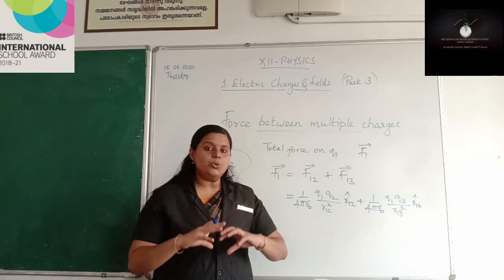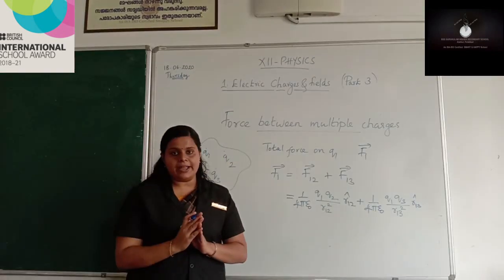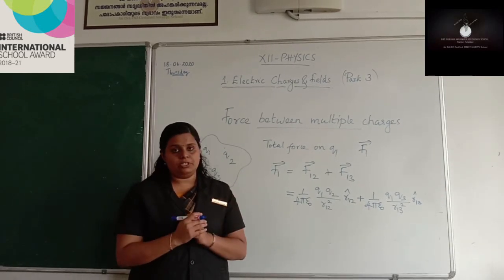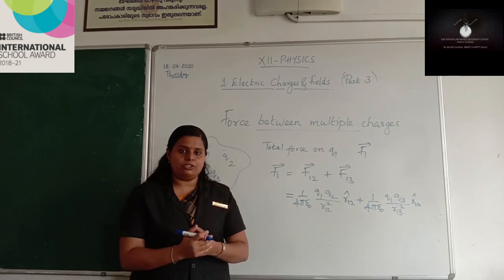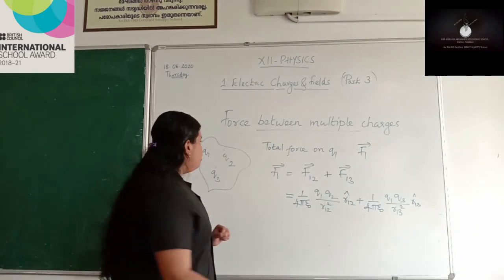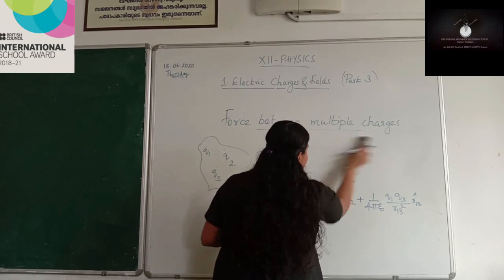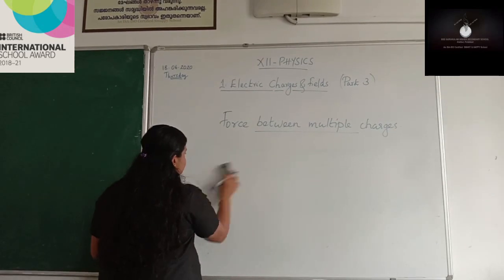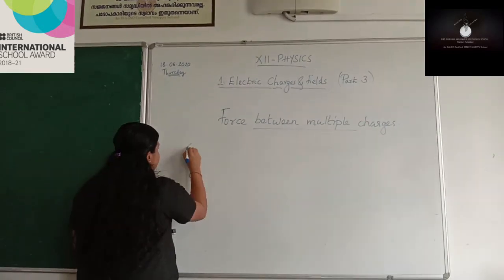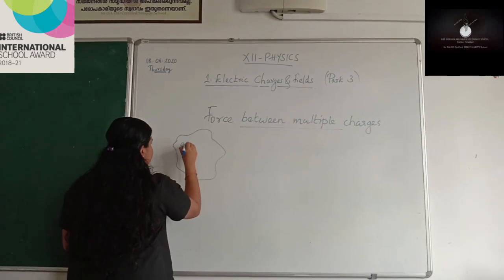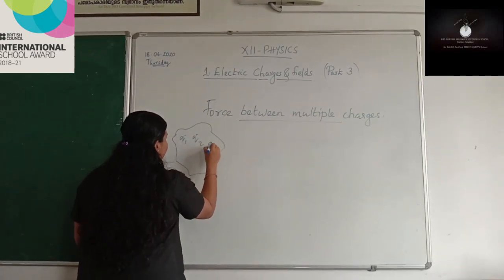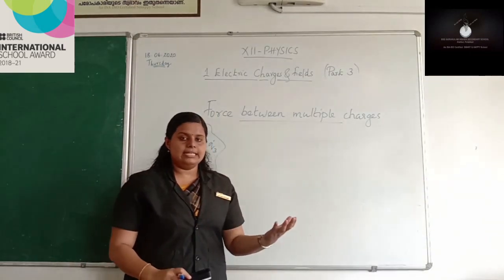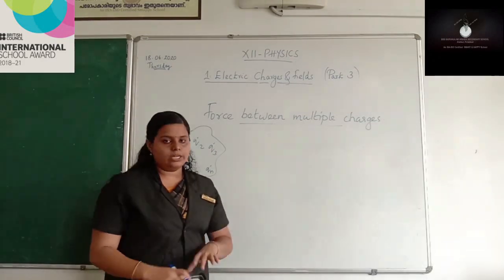Okay. Now we are going to generalize this idea. That is, we are going to find out the force on a system of n charges, what about the total force? So listen carefully. We are going to generalize this concept. Here we have a system of n charges Q1, Q2, Q3, Q4, etc. Qn. So in this case, what will be the total force?